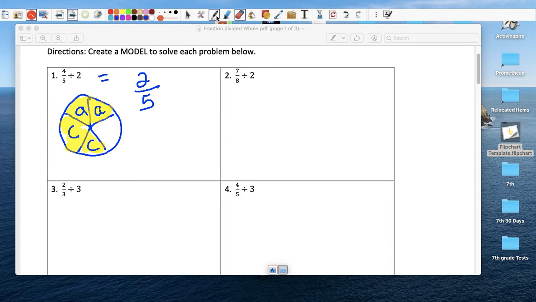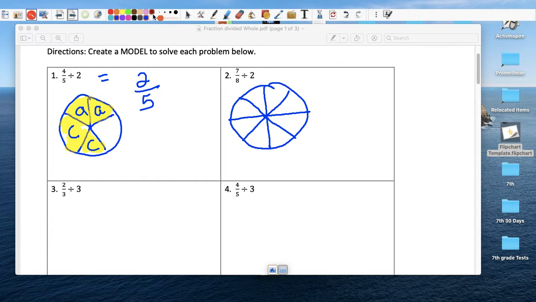Next one, 7/8. So again, we can do, so 8 is okay. So 4, cut that like that. And now that's 8. There's 8 pieces here. So let's shade. I want to shade 7, right? Because that's how much I have. 1, 2, 3, 4, 5, 6, 7. Here I have 7 pieces.